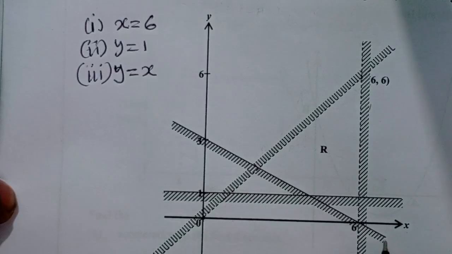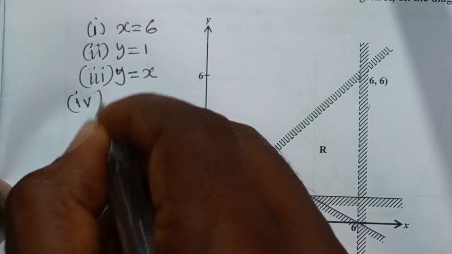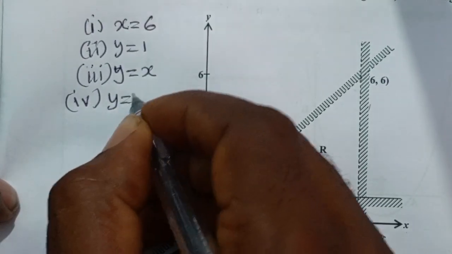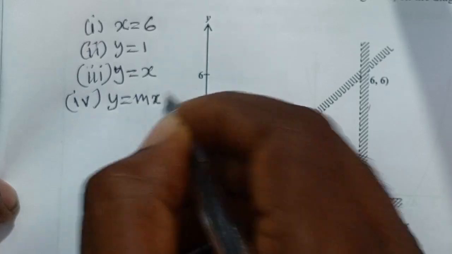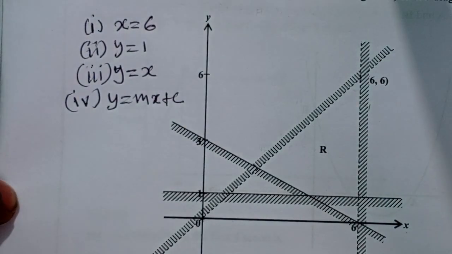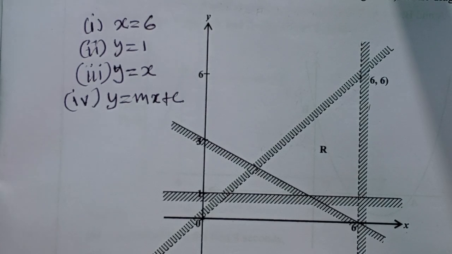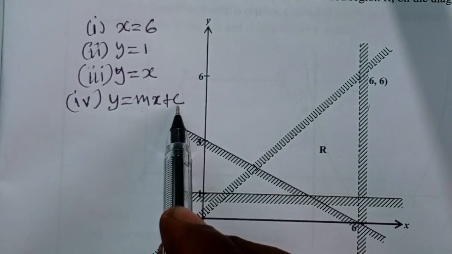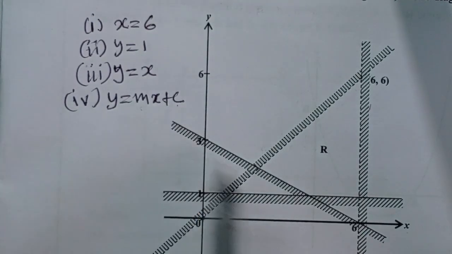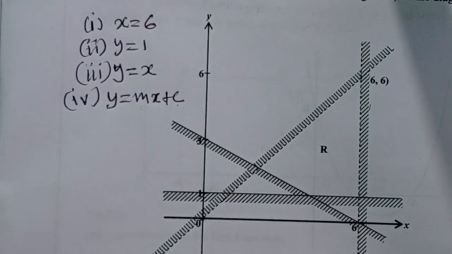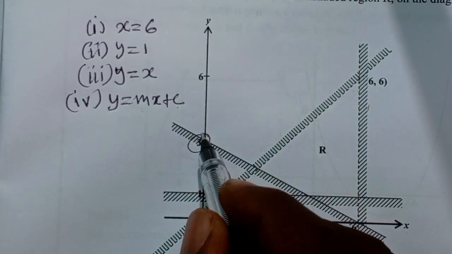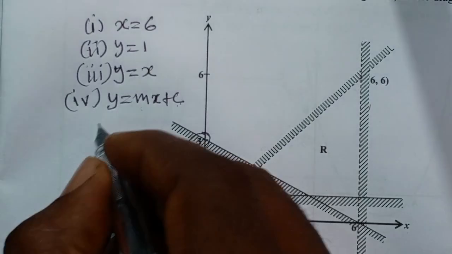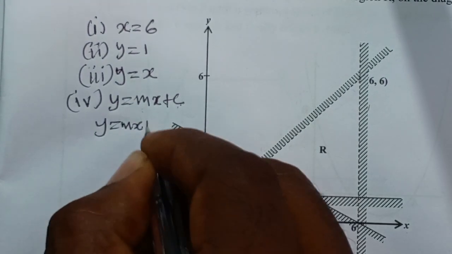This is not a special case line. So if it is not a special case line, you apply the formula. The formula is y is equal to mx plus c. That is the formula that we are going to use, where m is the gradient and c is called the y-intercept. So how do we find the y-intercept? The y-intercept is a point on the y-axis where the line cuts. On the y-axis, the line is cutting at 3, so the y-intercept is 3. So y is equal to mx plus 3.